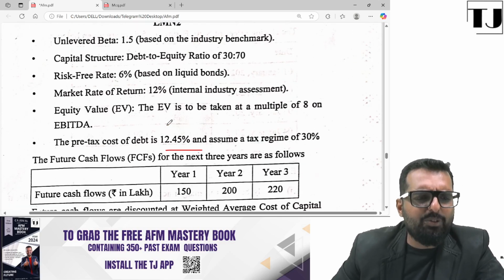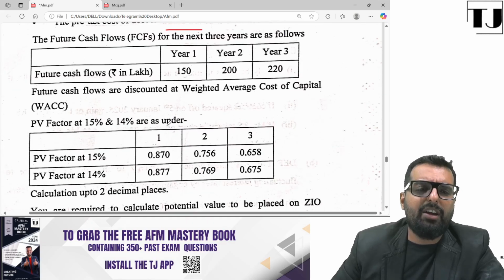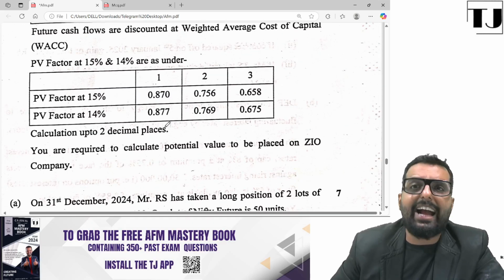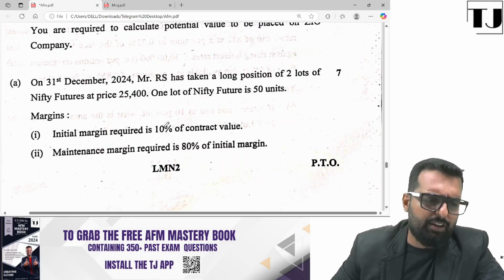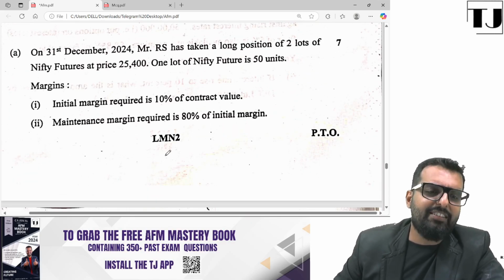Friends, same question we have done in our class. We have done a question on the free cash flow method. This is exactly the same thing that we have done. Next question. Friends, this also we have done.